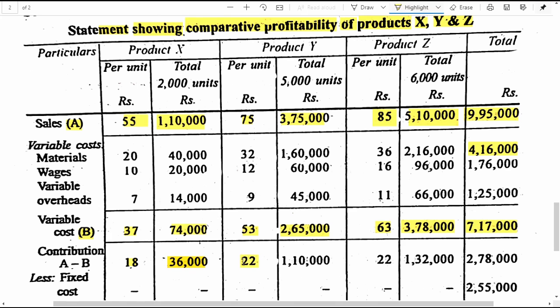So we get 20 rupees contribution margin per unit of Y. In total, it comes to 1,10,000 rupees for the same product. Then regarding the third product Z, it comes to 22 rupees as contribution margin per unit of Z. In total, it comes to 1,32,000 rupees. The grand total of contribution from all the three products comes to 2,78,000.